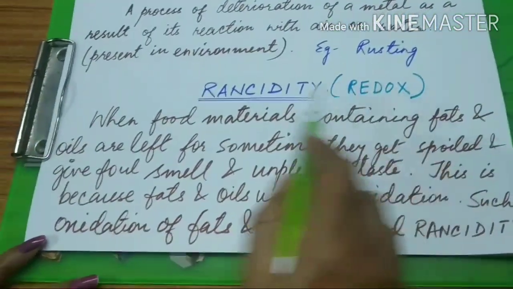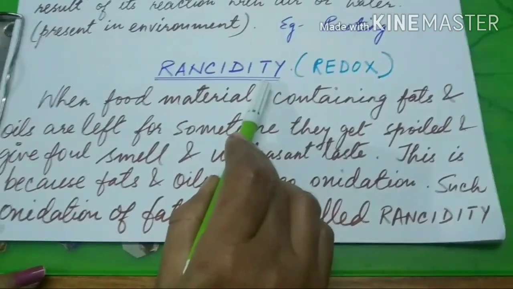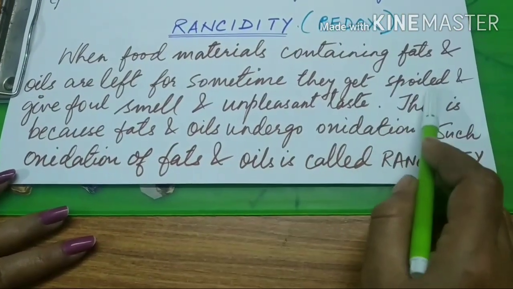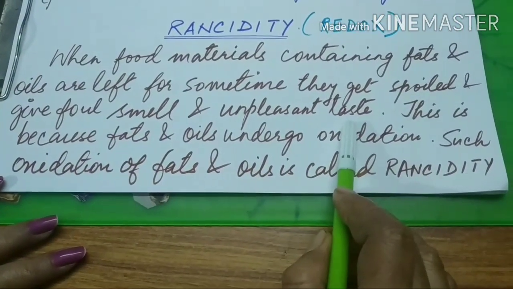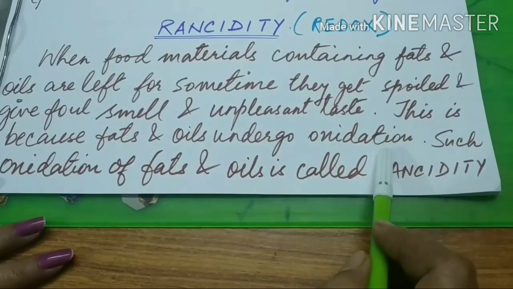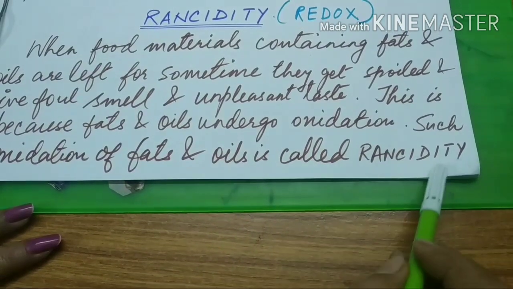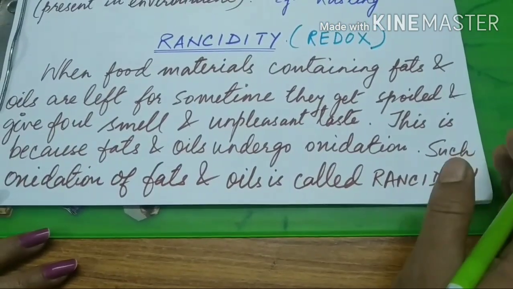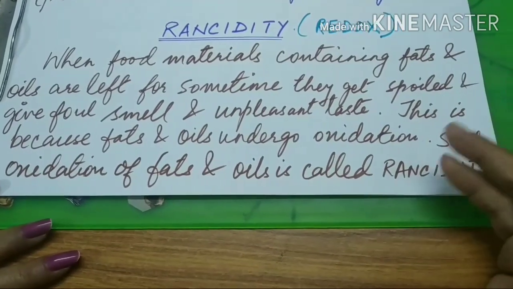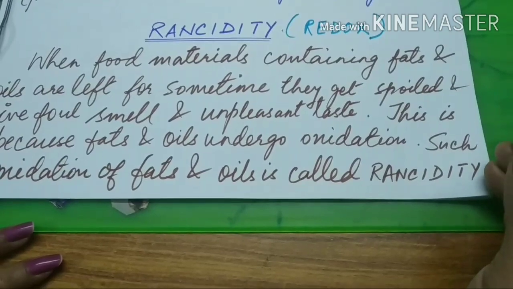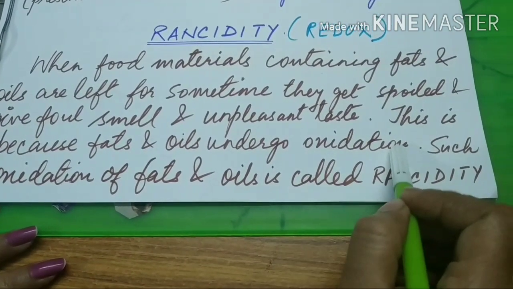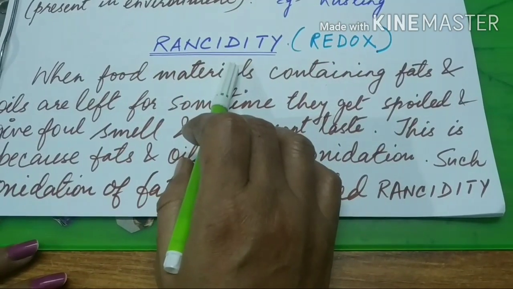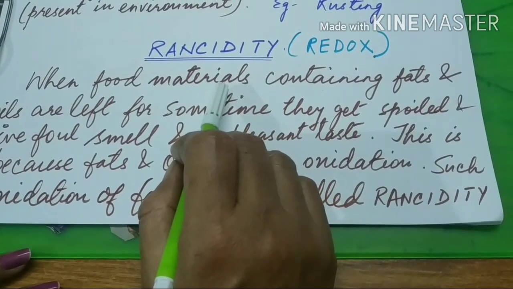Another example of redox in our day-to-day life is rancidity. It's a very interesting phenomenon where food materials containing fats and oils, when left for some time, get spoiled and give a foul smell and an unpleasant taste. This is because fats and oils undergo oxidation. Such oxidation of fats and oils is called rancidity. You might have noticed when chips or any other fried substance or pickles are left open for a longer time, the taste changes, the smell changes. It is because the oil present in such substances undergoes oxidation, and this phenomenon is called rancidity. Now, it is very essential to prevent rancidity so that food items can be preserved for a longer time.